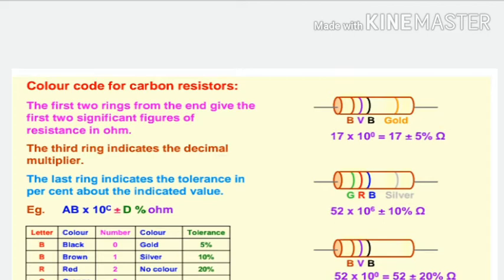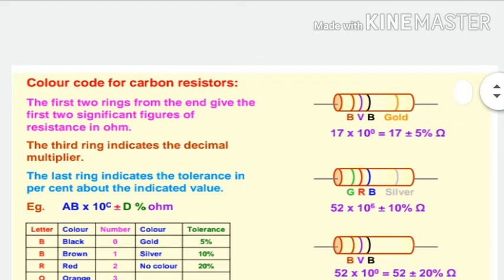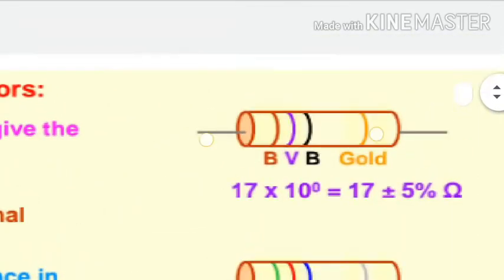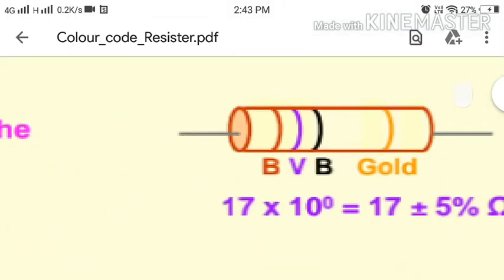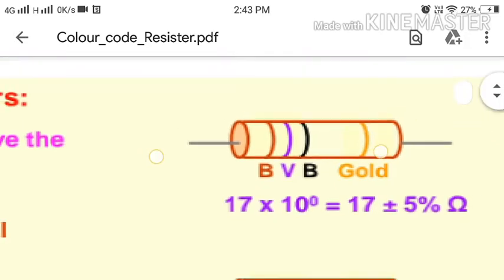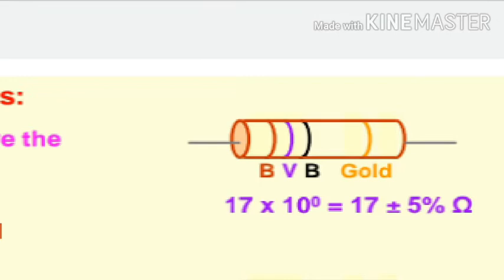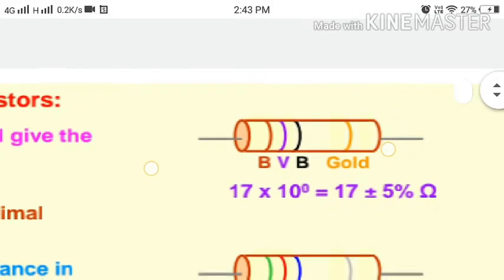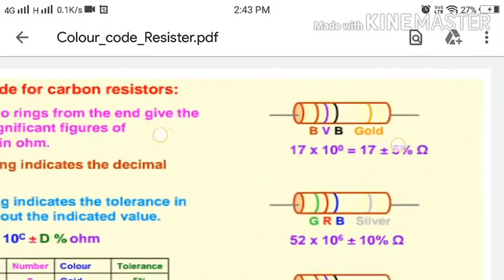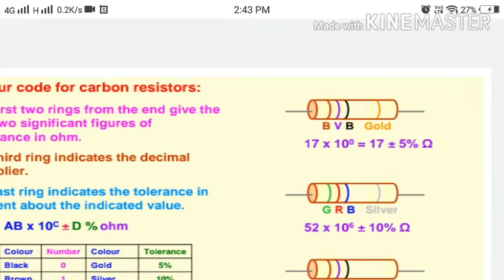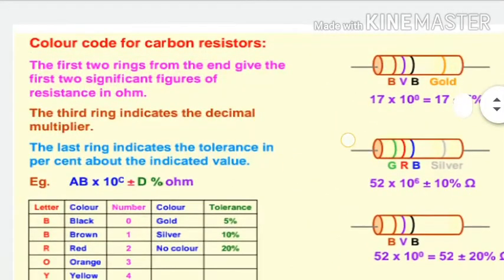You are seeing that there is a resistor and this resistor contains four color lines. First is denoted by the letter B, second is denoted by V, third is denoted by B, and fourth is denoted by G, gold. Okay, all these colors express the value of the resistance contained by that resistor.